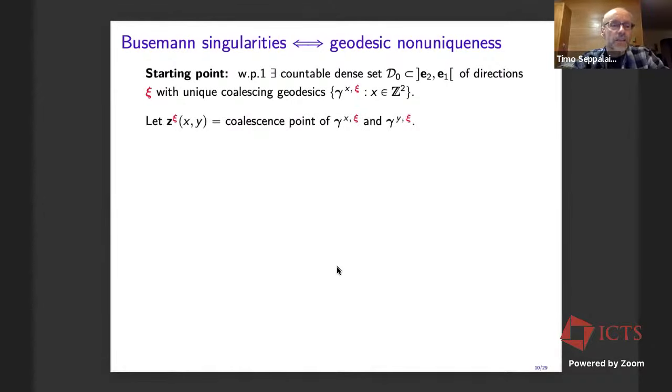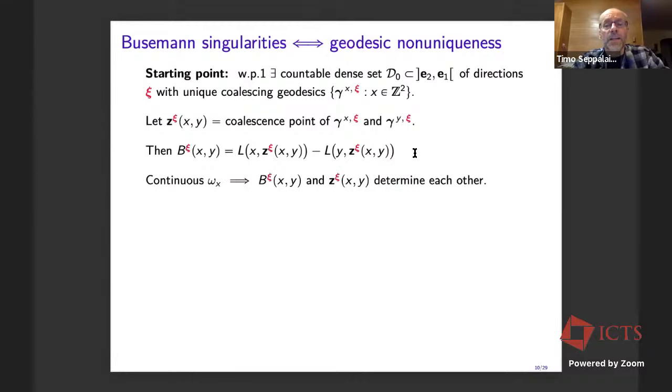So let Z superscript xi denote the point where the xi geodesics from x and y coalesce. Okay. Now, then this formula arises. When you calculate the Busemann limit, remember you're taking geodesics from x and from y. Once those geodesics coalesce, you can stop right there. You don't have to go any further because now you've taken the limit. So the Busemann value in direction xi from x and y is the difference of the last passage values from x and y to the point of coalescence. So we get this finite formula.